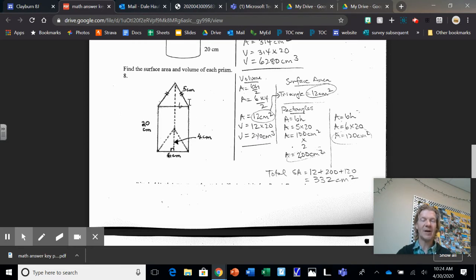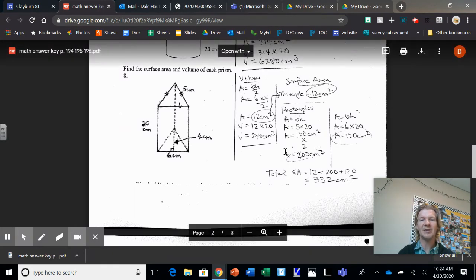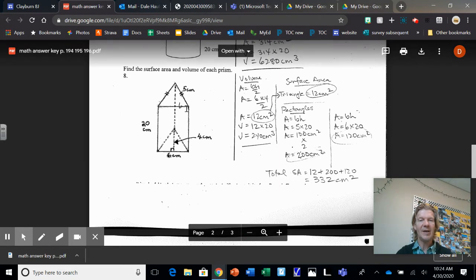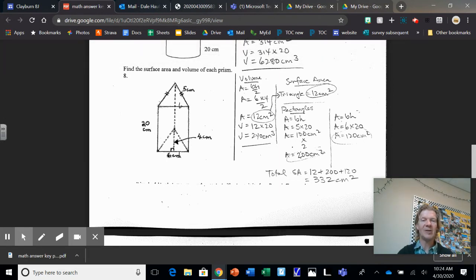But to get the surface area, I have to get the area of this end, this triangle, and then times it by 2, right? So the surface area of both triangles is going to be times by 2. I think I've done it wrong here, haven't I? Surface area of the triangle is, no, it should be 24. So this answer key is wrong here. I'm going to have to go do some correcting with this answer key. So the area should be base times height, which is 6 times 4 divided by 2, which is 12. And then I have to multiply that by 2 to get 24.